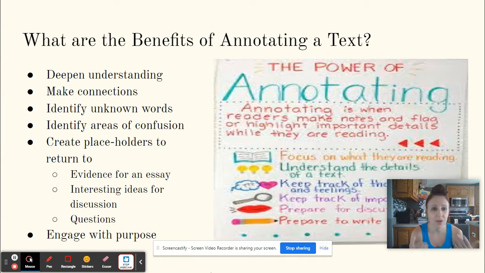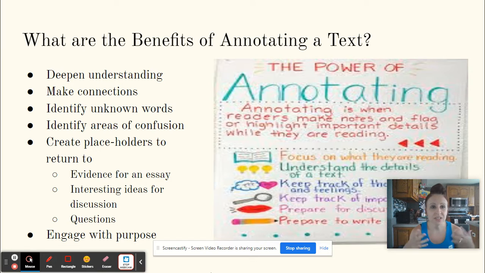And they can also just create placeholders. So maybe they want to come back to this sentence as a piece of evidence for their upcoming essay, or maybe they want to come back to this paragraph to share with their class during discussion, or maybe they want to ask their teacher a question about this section. So they're leaving themselves markings and placeholders that they can return to.